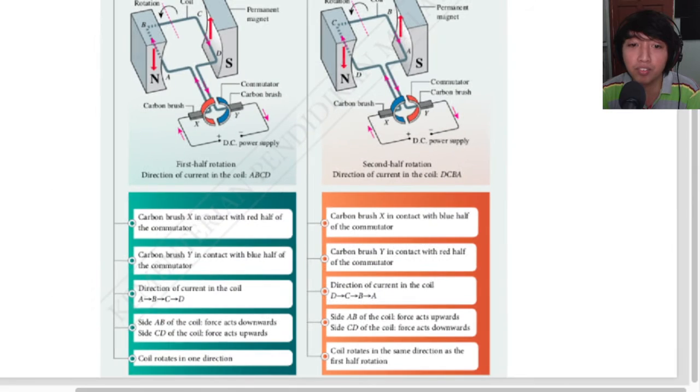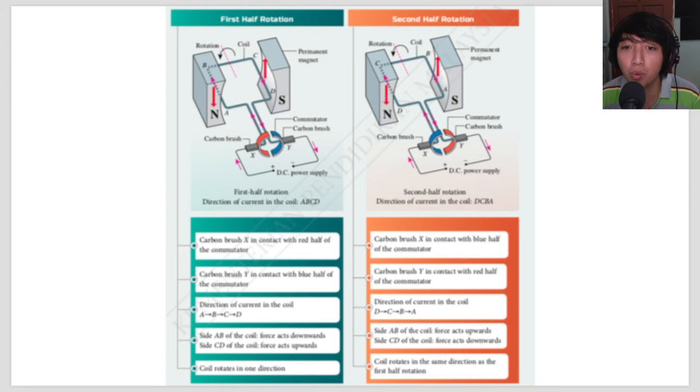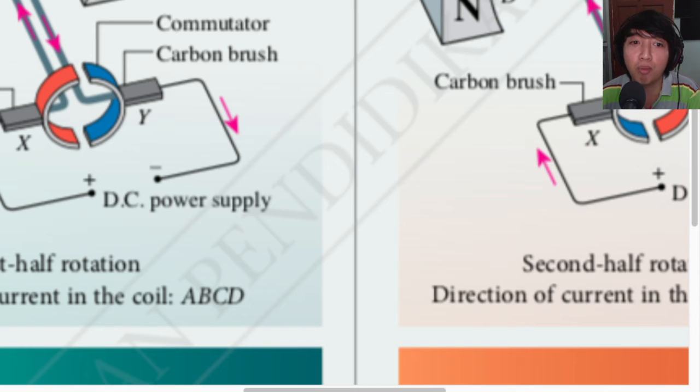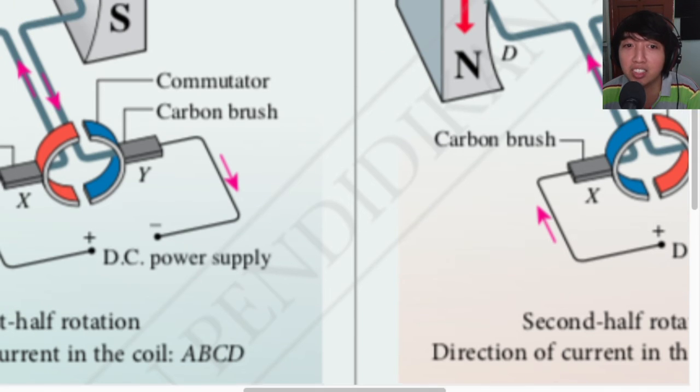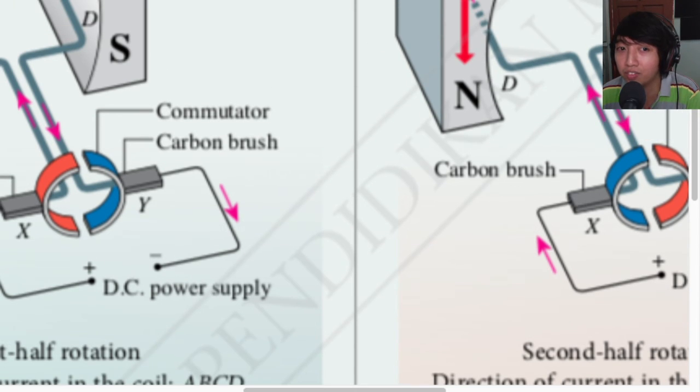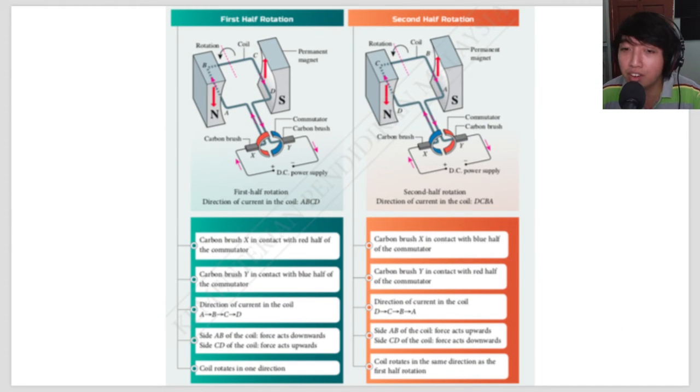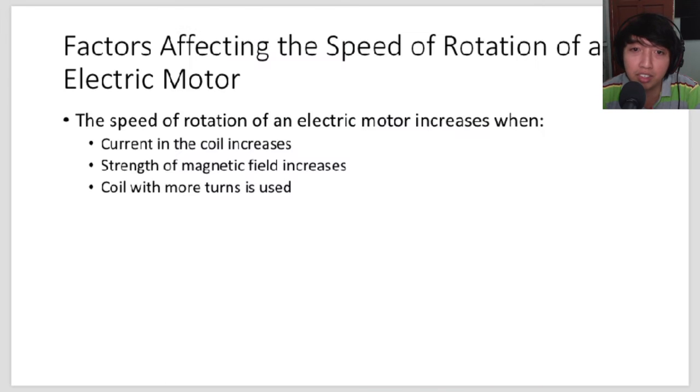So this design here, where we have a break between the two commutators and the coil turns round and round in one direction, is what we call a brushed motor. It's called a brushed motor because we have these carbon brushes. They brush against the commutator, and so the coil keeps on going round and round. This is a very common design for a lot of motors. However, there is one more type of design.